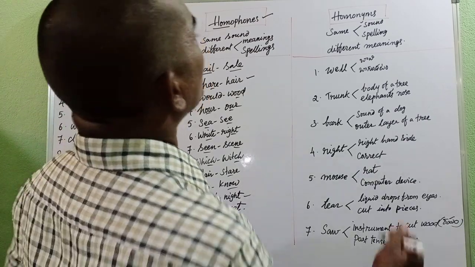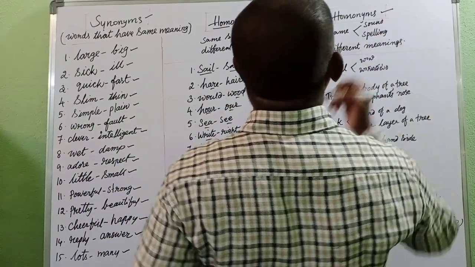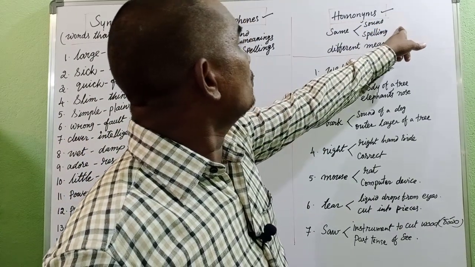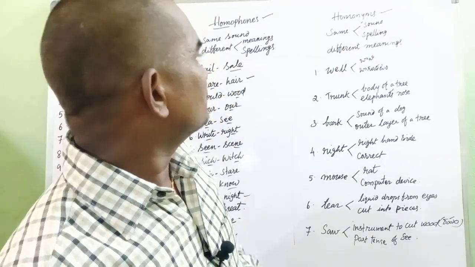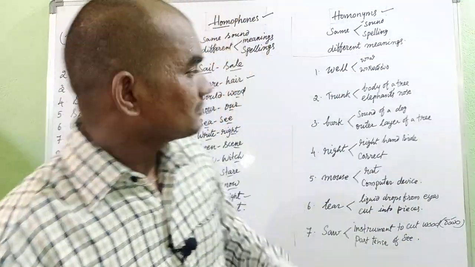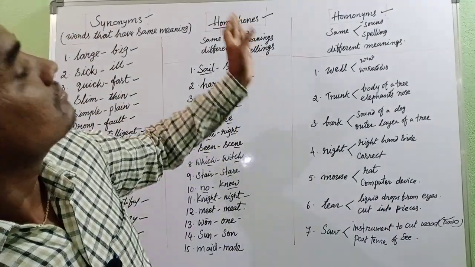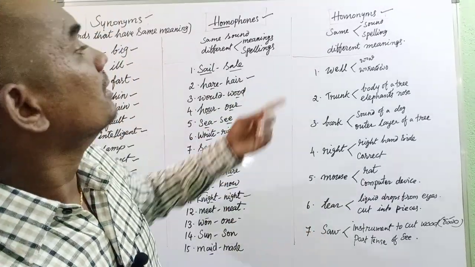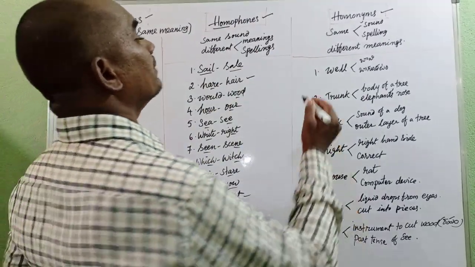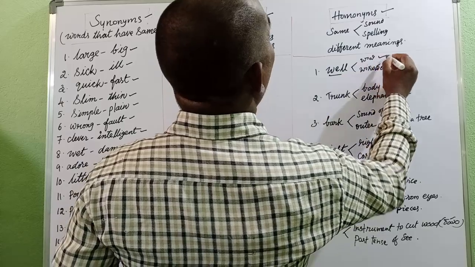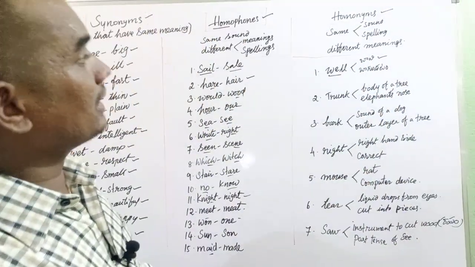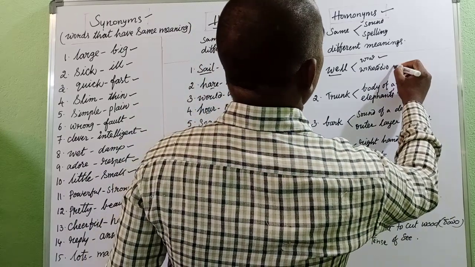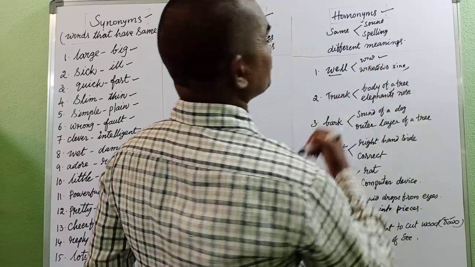Now, let's know homonyms. Homonyms are same sound, same spelling, different in meanings. Sound is the same, and the spelling is also the same, but the meanings are different. Well, W-E-L-L, well means a water source. And well also means fine, good.